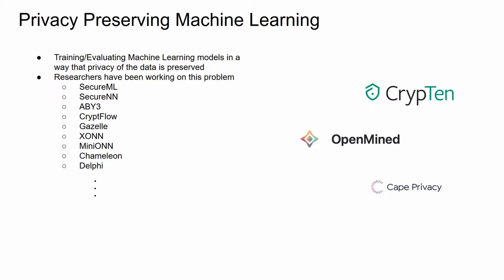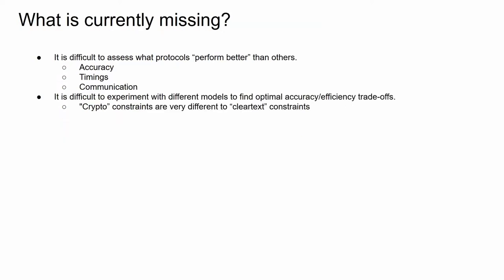So it's a great state of things, and we are seeing all the progress on this in this conference, for example. However, while doing our research and working on the things we work on, we saw that there are some things that are currently missing, so we saw a chance to improve. And what we think could be improved is that in the way that it is right now, it's a bit hard to assess what kind of protocols perform better than others. And this can be talking about, for example, the accuracy of the protocols, the timings, or the communication that they involve. And the reason for this is very natural, that you have different works made by different teams.